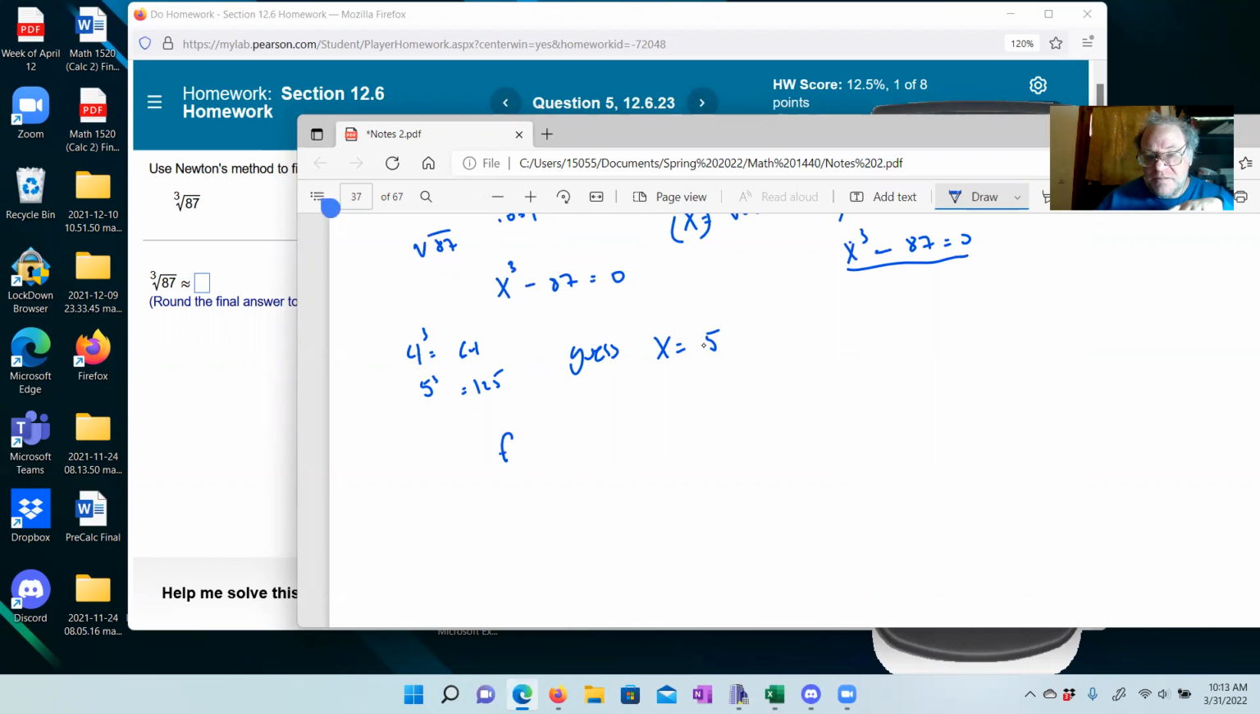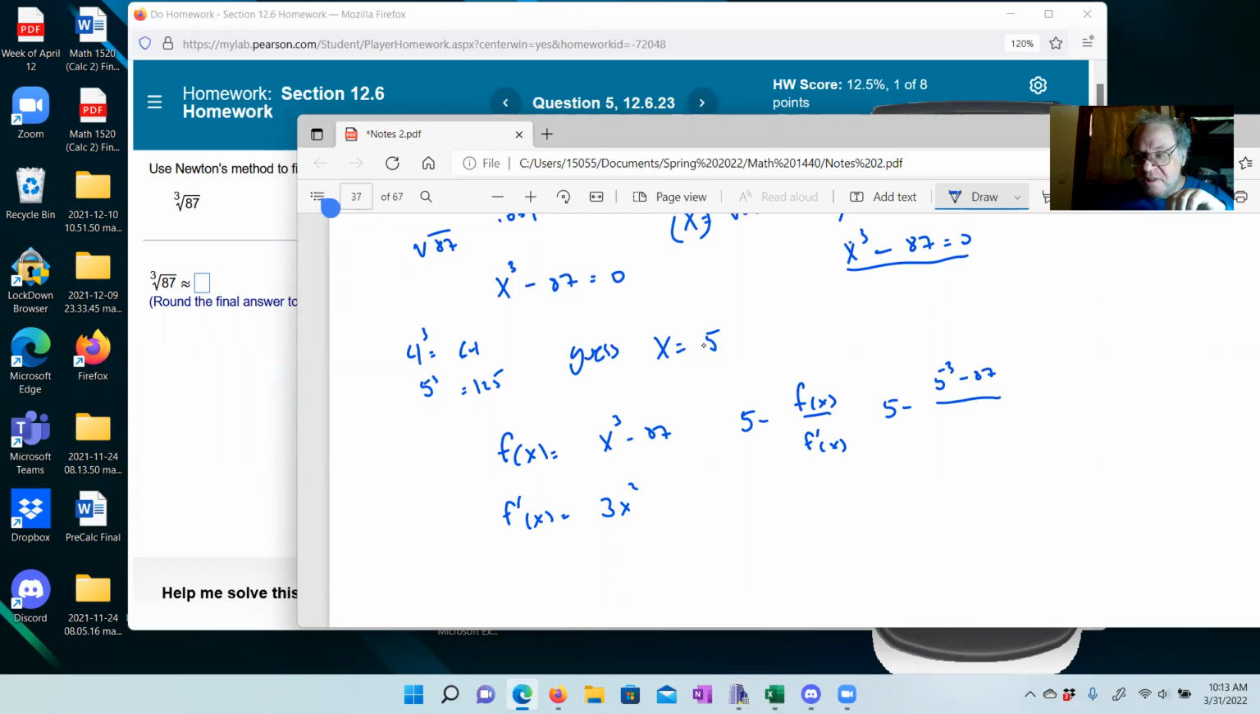All right, so our function is x cubed minus 87, and f prime of x is equal to 3x squared. So we're going to have our guess 5 minus f of 5 over f prime of 5. So this is going to be 5 minus, and we plug in, 5 cubed minus 87 divided by 3 times 5 squared.